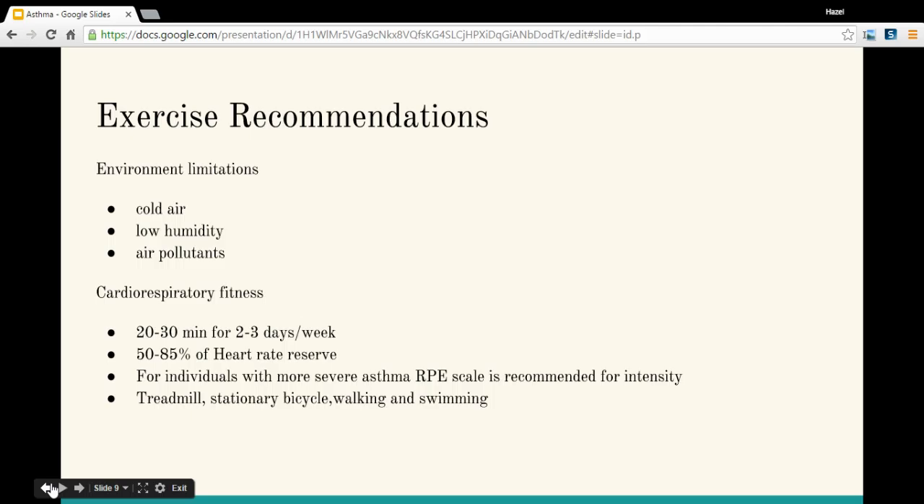So when exercising, there are some exercise limitations. Like Richard went over, cold air, low humidity, and air pollutants can exacerbate the asthma. But if those are under control, some cardiorespiratory fitness we can do is 20 to 30 minutes of aerobic exercise 2 to 3 days a week at least, at 50 to 85% of heart rate reserve. For individuals with more severe asthma, an RPE scale is recommended for intensity. Examples of aerobic training are the treadmill, stationary bike, walking, or swimming.